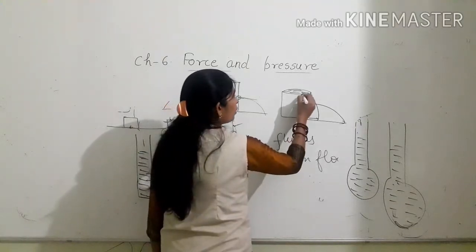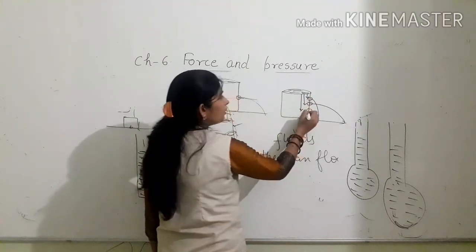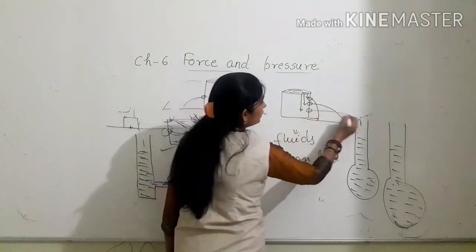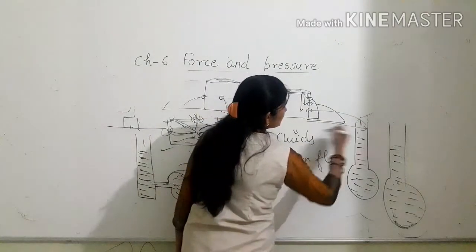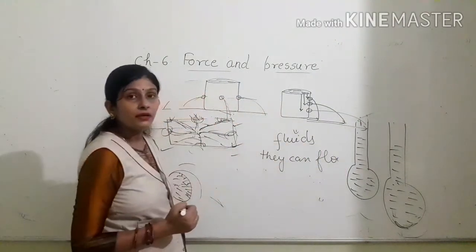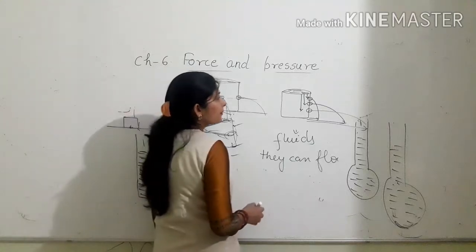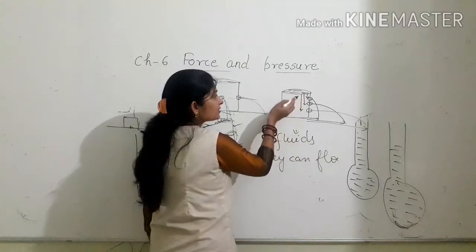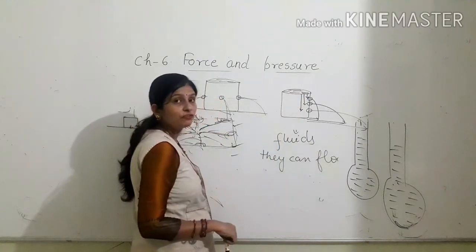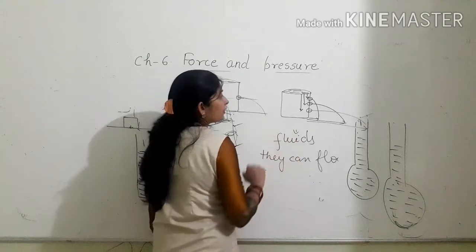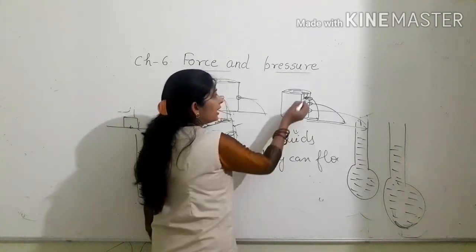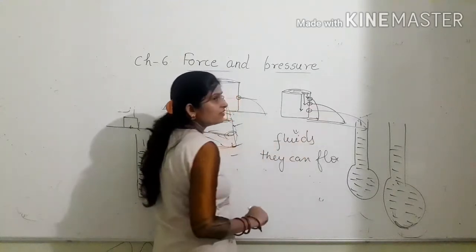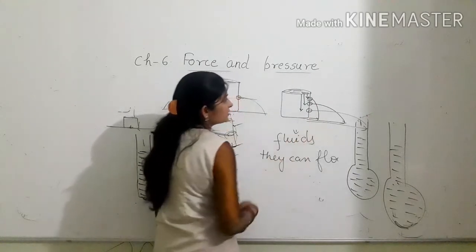Then water coming out of the third hole, which is at the greatest depth, will cover the largest distance from the beaker. This shows that at different holes, pressure exerted by liquid is different. Pressure exerted by liquid at this hole is least. That is why it covers the least distance.